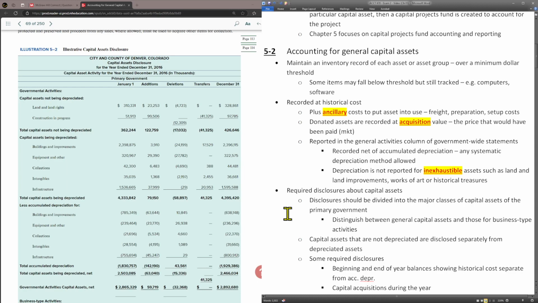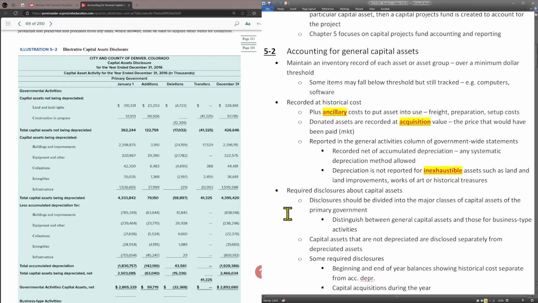Depreciation is not reported for inexhaustible assets. So again, in GAAP, I think the term that we use is, what is the word that we say? Something life, we don't say unending life. That sounds like a zombie. But we say, what's the phrase? I can't remember the phrase offhand, but we don't say inexhaustible. Inexhaustible almost sounds like a depletion type concept.